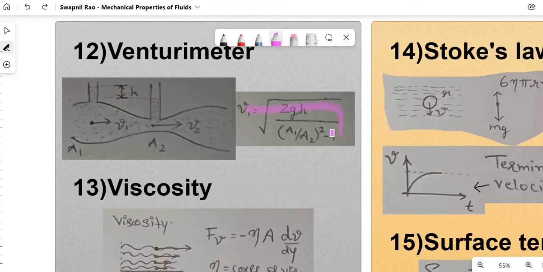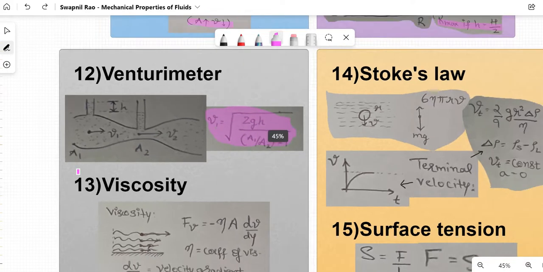You have to know what A1 A2 is. It's there in the diagram, so I won't be specifying it further. So yeah, that would be V1. And next one would be viscosity. That would be the next concept.